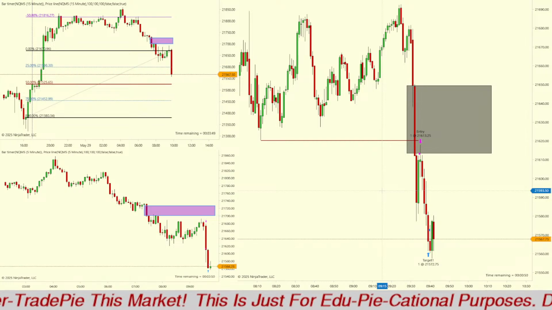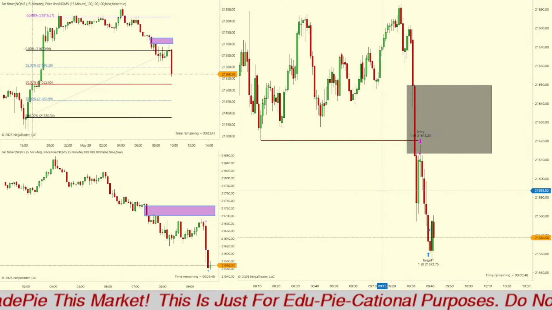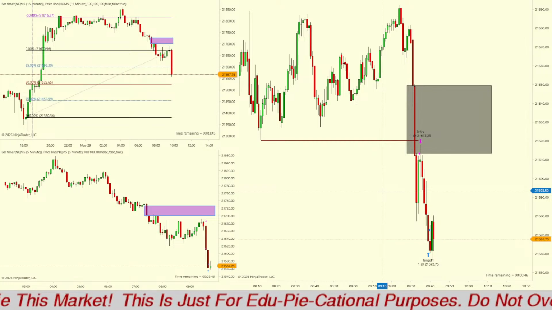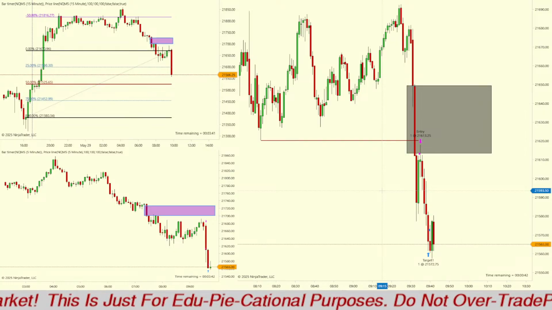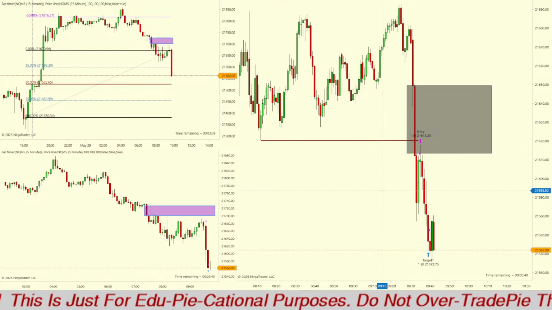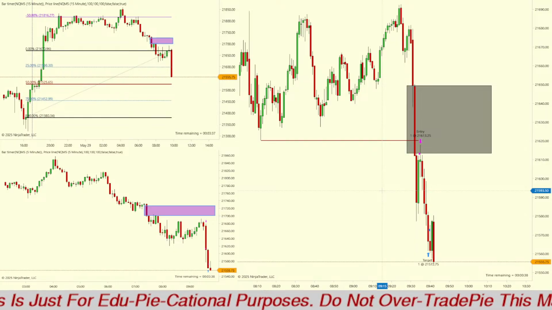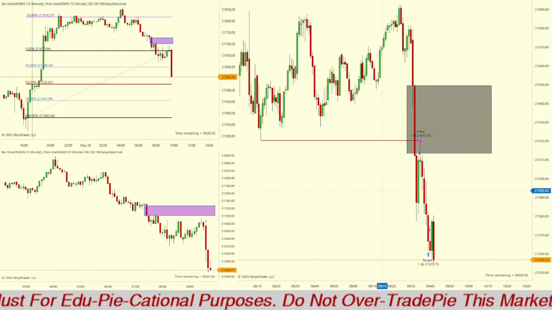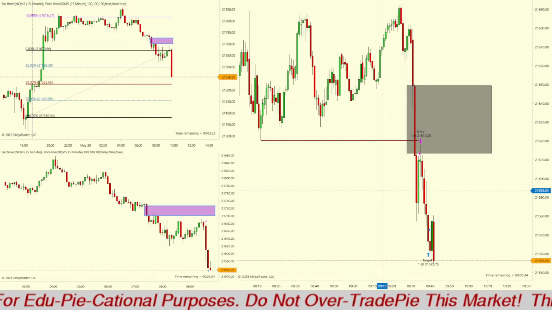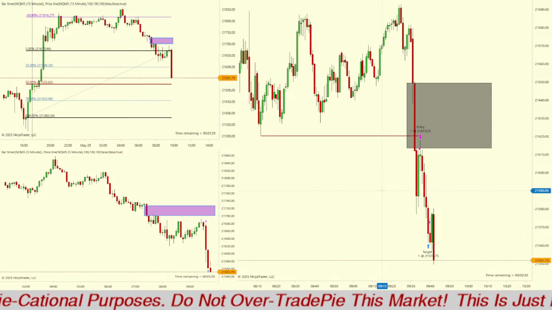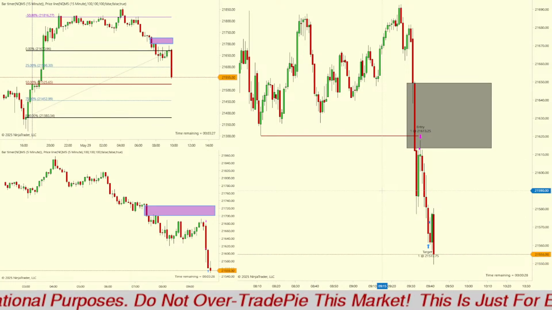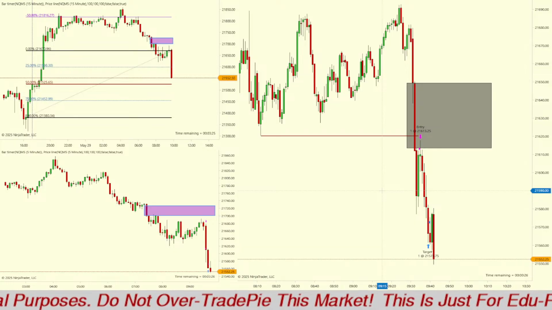Well, you can see now the market started to play a little gyration around after delivering my TP, but I still believe that it has to go lower, at least to reach the 50% of the open range gap at 21,520 to 25.